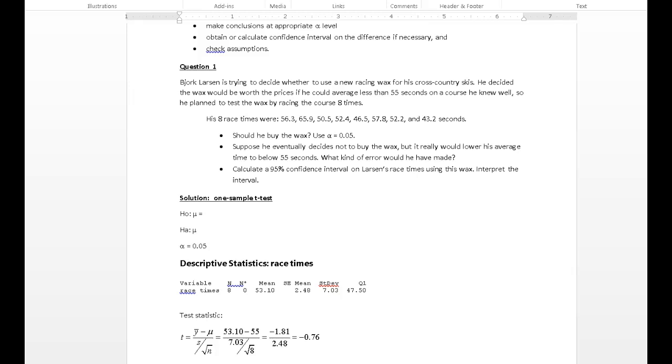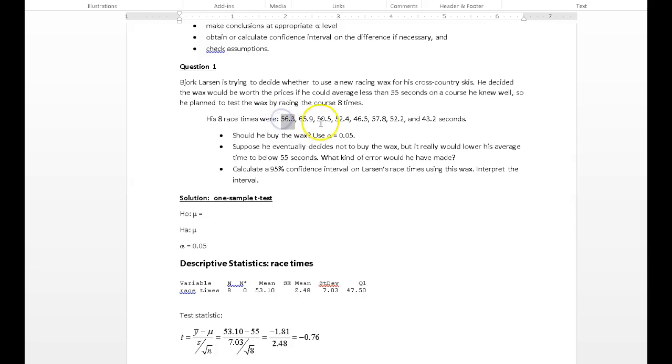All right, let's have a look at question number 1. We're told Bjork Larson is trying to decide whether to use a new racing wax for his cross-country skis. He decides the wax will be worth the price if he can average less than 55 seconds on a course that he knows well. So he plans to test the wax by racing the course 8 times.